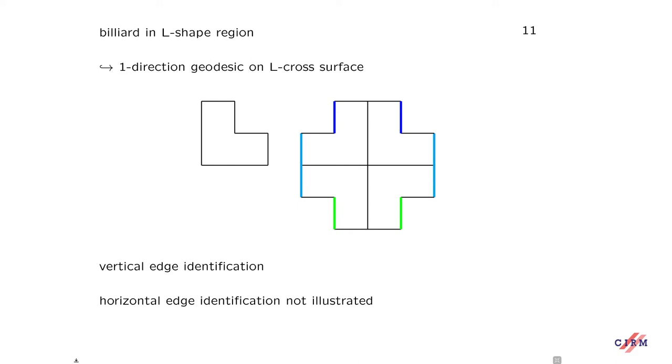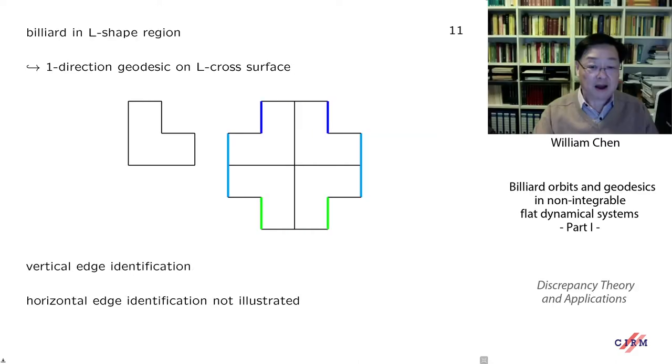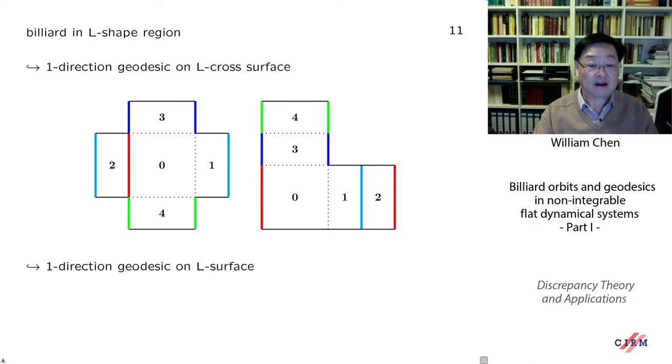Well, this L cross surface is obtained by identifying edges like the vertical one shown here. We pair the two dark blue ones, we pair the two light blue ones, and we pair the two green ones. And there are edge identifications for the horizontal edges as well, which I've not shown here. A surprise is that the problem of one direction geodesics on the L cross surface is actually equivalent to the problem of one direction geodesics on the L surface.